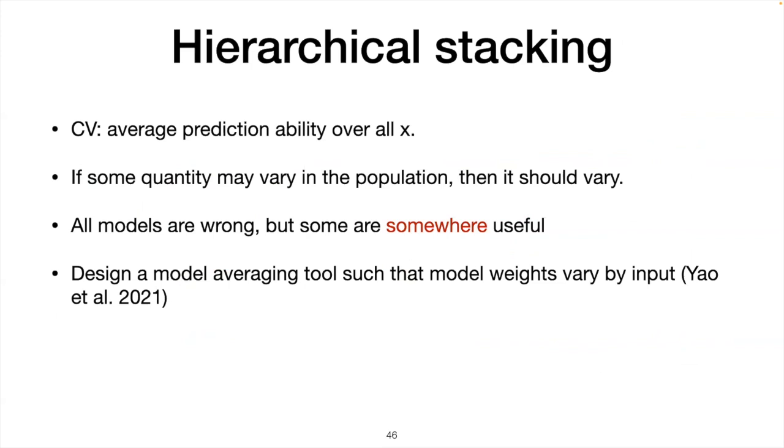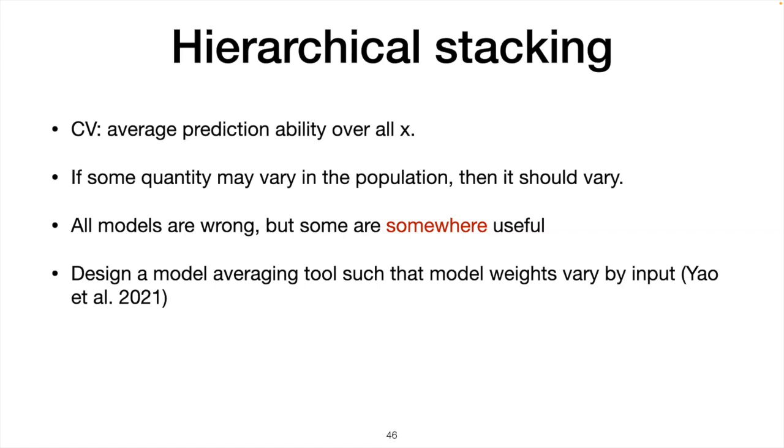The last piece here is hierarchical stacking. The idea is that when we run model evaluation, we average the predictive ability over all the X. But that's a little bit naive, because we know the model must have different predictive ability for different X. If I have an election model, how can a model be equally predictive in New York and in Vermont? The model must differ across the configuration space that is determined by X, right?